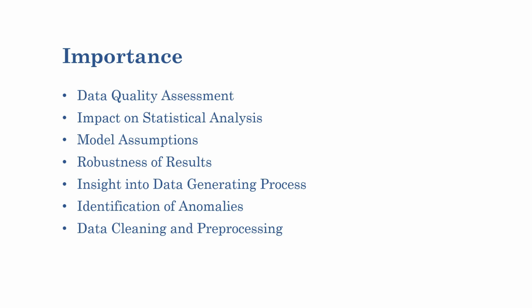And last but not least, number 7, data cleaning and pre-processing. Identifying outliers is an essential step in data cleaning and pre-processing. It allows researchers to remove or transform extreme values before conducting more in-depth analysis, ensuring that the data are suitable for further exploration and modeling.